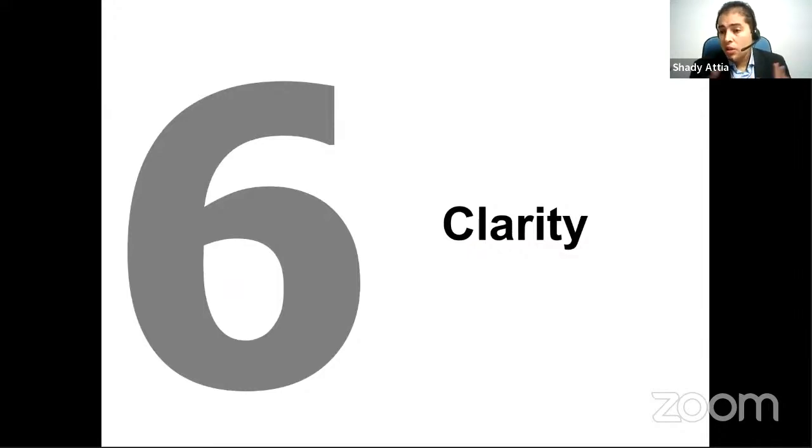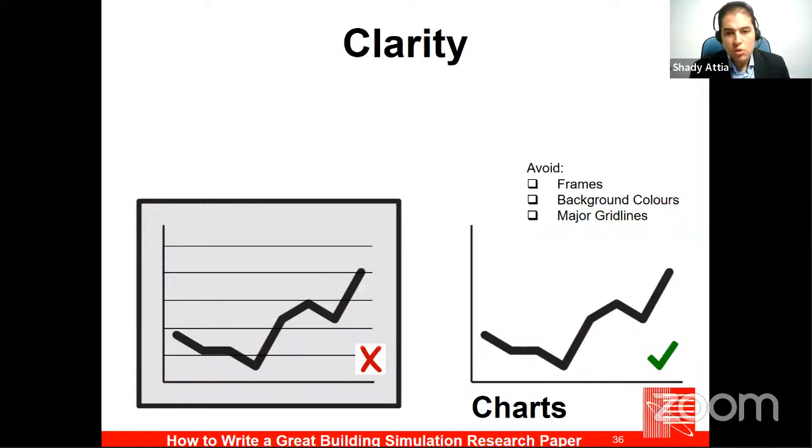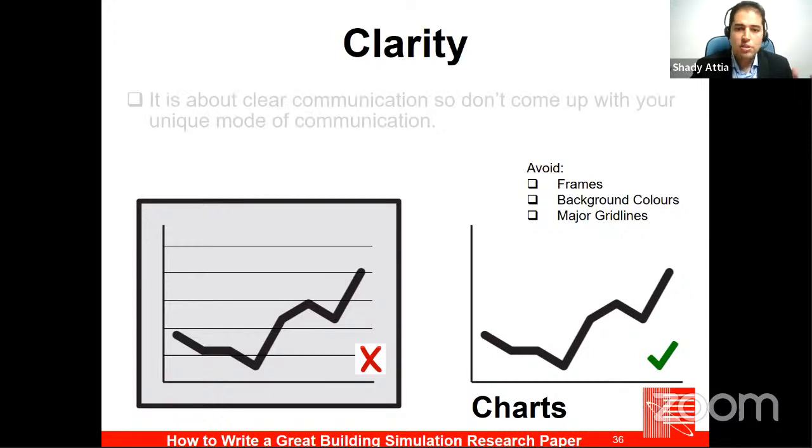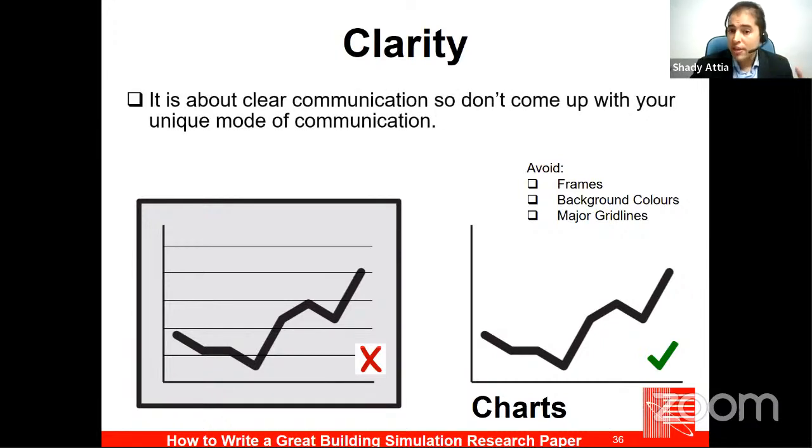This is the last item I want to talk with you about before moving to the takeaway message: clarity. Clarity involves, first of all, making sure that your figures and tables are clear. As you can see, it's about clear communication. So don't come up with your unique mode of communication. It's not the time to do it. Check what the best practices are.